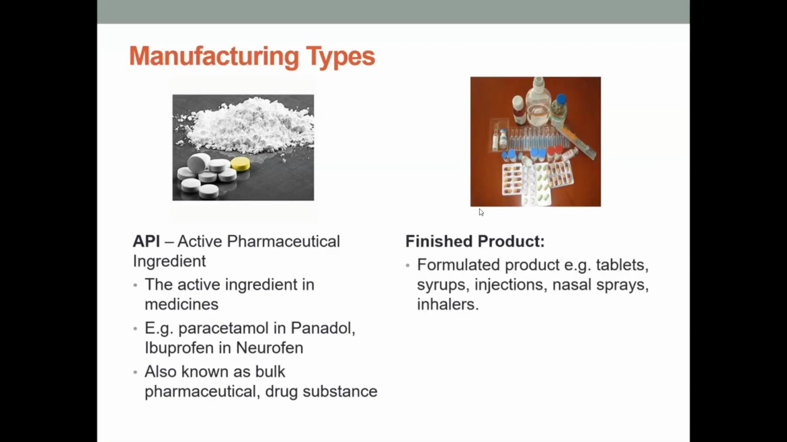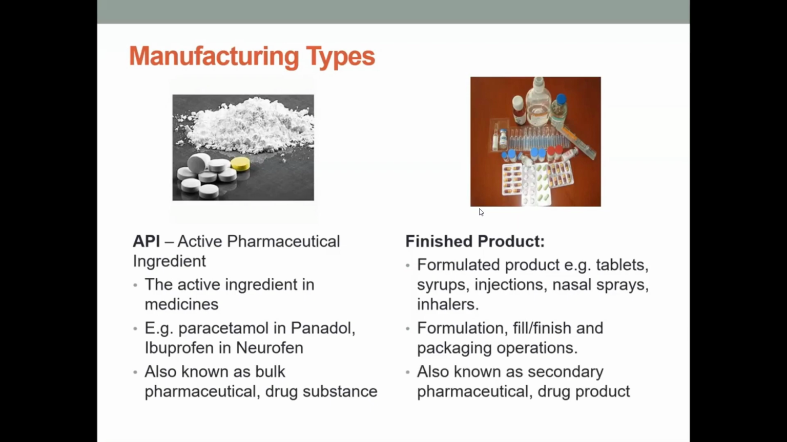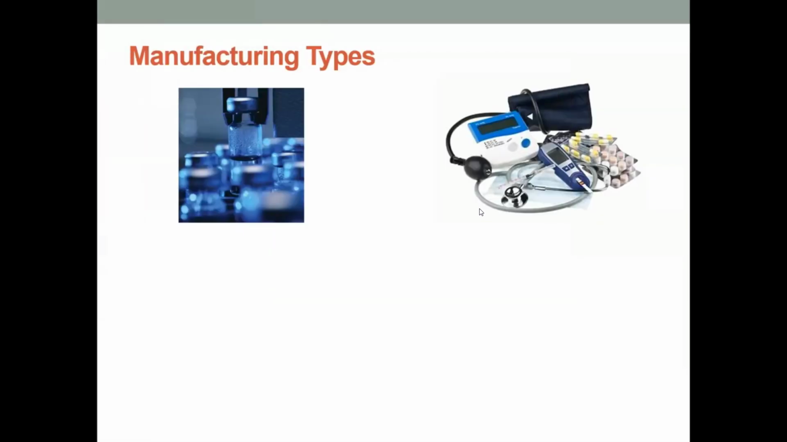In finished product, you have a formulated product. So you've taken your API and manufactured it into an actual product to be released onto the market. And here we're talking about things like tablets, syrups, injections, nasal sprays, and inhalers. Part of the formulation would include your fill and finish, and we would also expect to see packing operations as part of that process. They're also known as secondary pharmaceutical drug products.